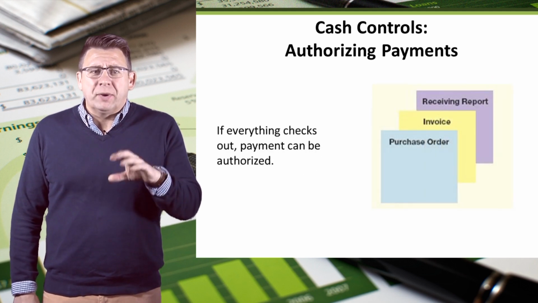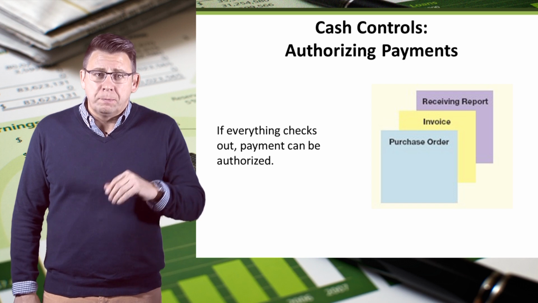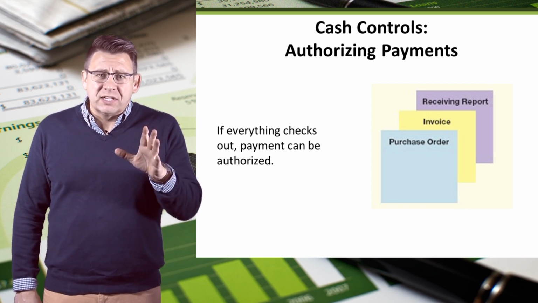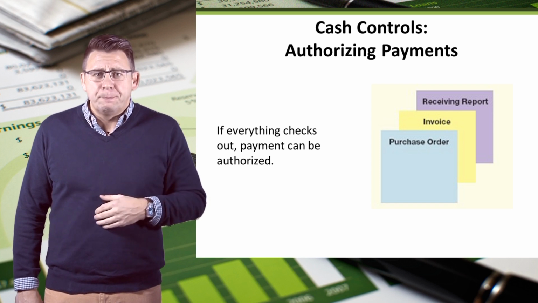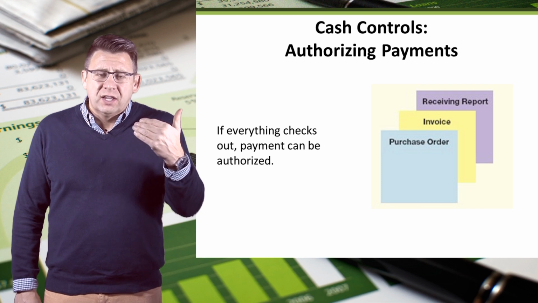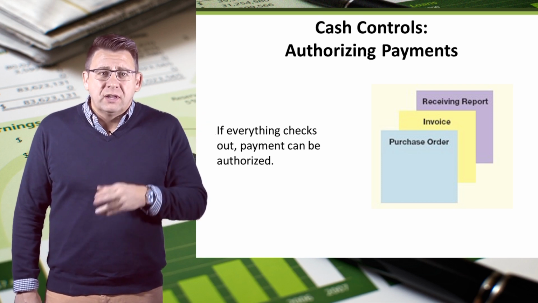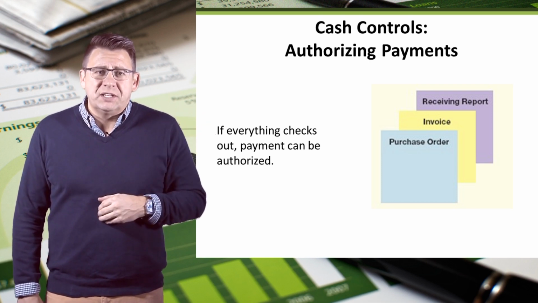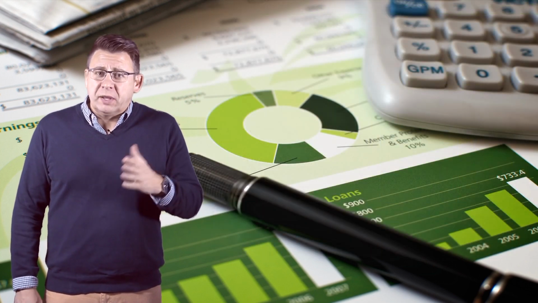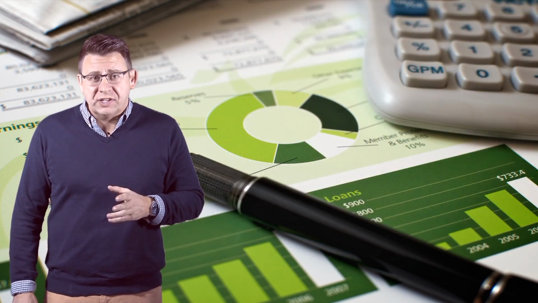Once the accounting department has received a copy of the purchase order, the invoice, and the receiving report, a comparison is made to make sure everything checks out. If it does, this invoice can be processed and authorized for payment. If not, the discrepancies need to be investigated. And that concludes this short video explaining internal controls over cash, receipts, and payments.